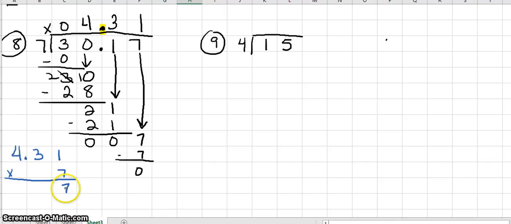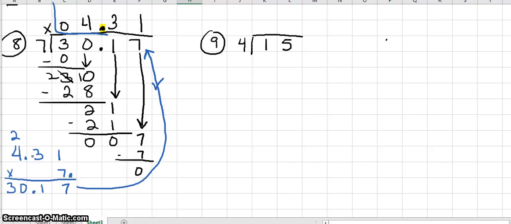7 times 1 is 7. 7 times 3 is 21. Carry my 2. 7 times 4 is 28, plus 2 is 30. I have 2 numbers behind the decimal, so I should have 2 numbers behind the decimal in my product. And does it equal my dividend? Sure enough. So here is my answer, highlighted here. We're ready to go to the next question.